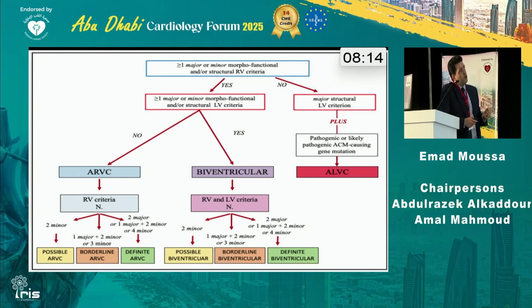Now, if you look at the chart, if you have involvement of the right ventricle, you need to ask the second question. Do we have involvement of the left ventricle? And finally, this could be a biventricular disease, and then you need to collect the evidence from the different sources. Accordingly, you can decide this is a definite biventricular, borderline, or possible according to the chart. If you don't, and you have an isolated involvement of the right ventricle, you need to collect the data and decide this is definite, borderline, or possible.